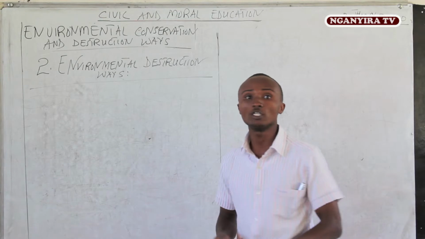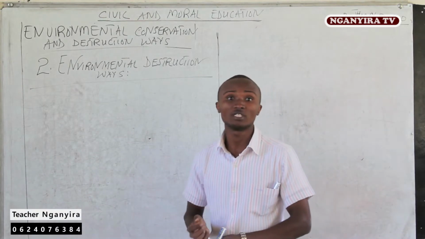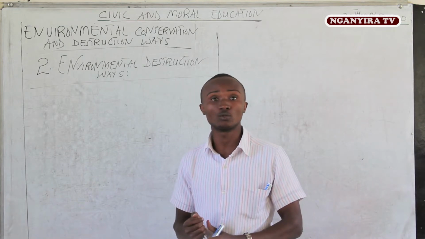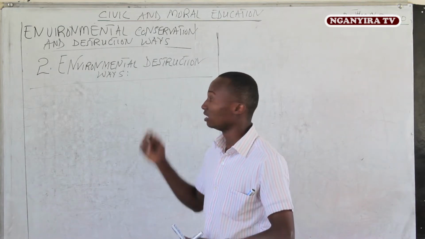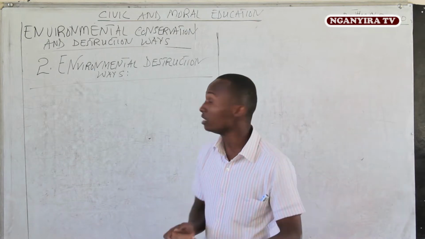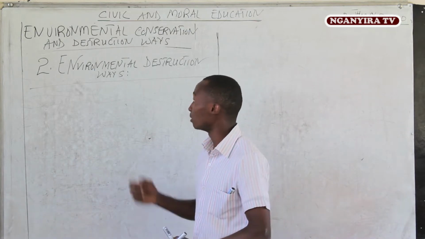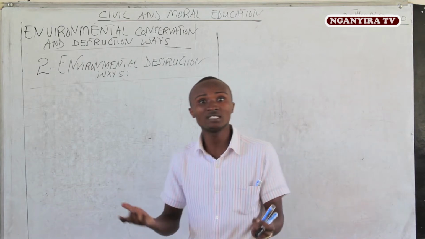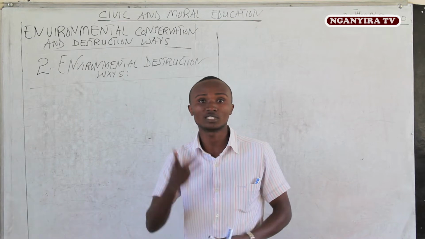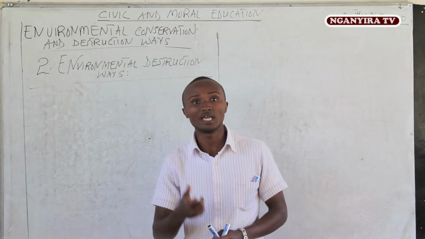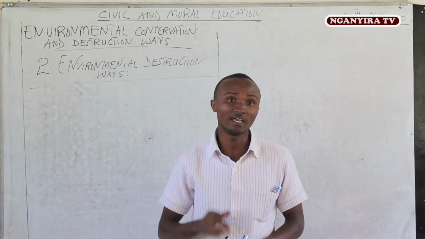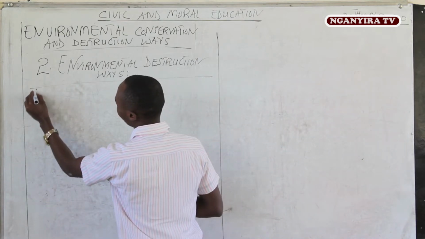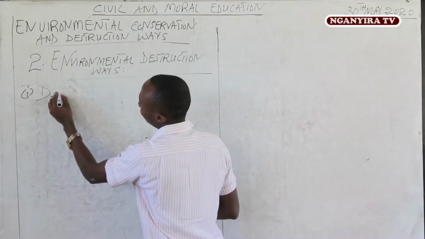We have passed through environmental conservation, or ways that we can use to conserve our environment. Now, part B of our lesson today is all about environmental destruction ways, or ways that can destroy our environment. Okay, now let us go. Number one is known as deforestation.